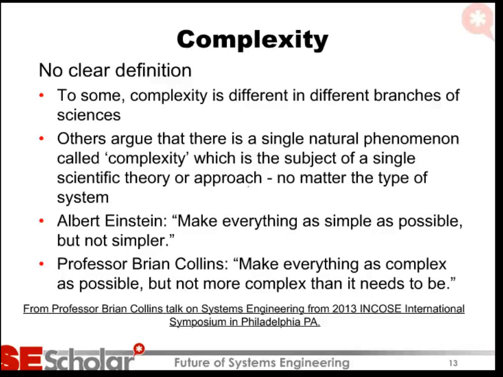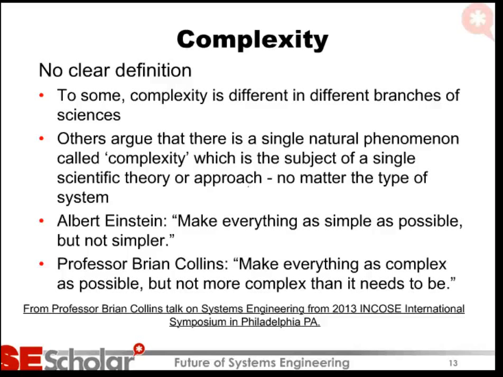So with complexity, I know there are those in the audience that may feel they have a clear definition, but there are some that really look at complexity based on the branch of science that it actually is in, whereas others feel complexity should be a natural phenomenon. It doesn't matter what field. It should be a single science, no matter what type of system you're going after. And which one is that, clearly understood as we go forward.